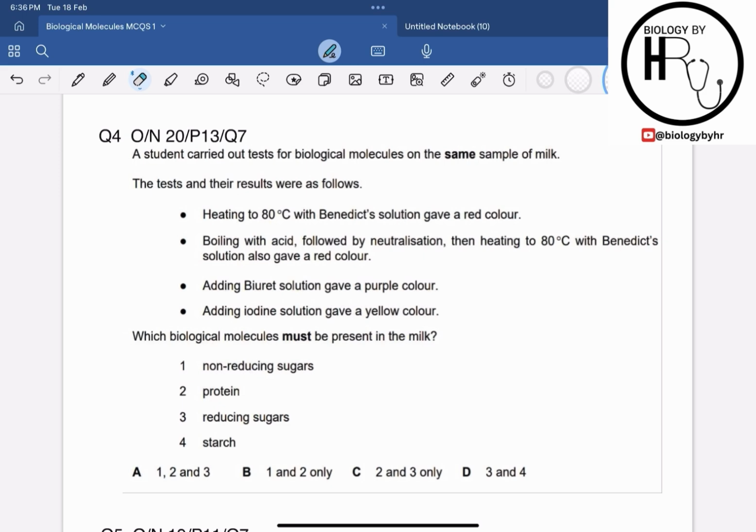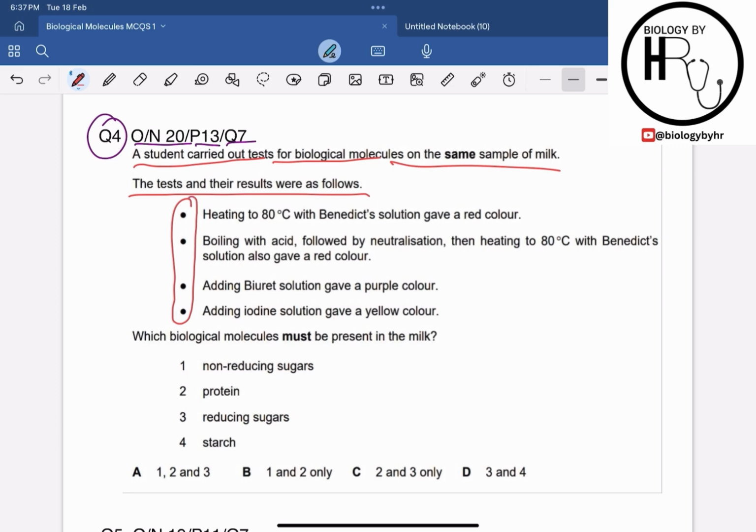Alright, so everyone, now let's move on to question 4, which is from October-November 2020 paper 1-3 question 7. It says that a student carried out tests for the biological molecules on the same sample of the milk. The tests and their results were as follows. They have given us the tests and the results which they performed on the sample of the milk, and then they are saying that which biological molecules must be present in the milk. So we have to conclude which biological molecules are present in the milk.